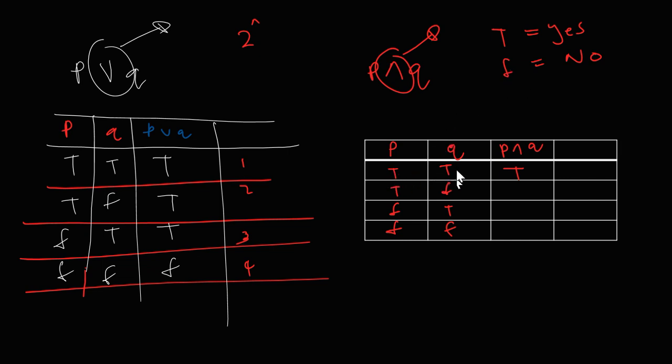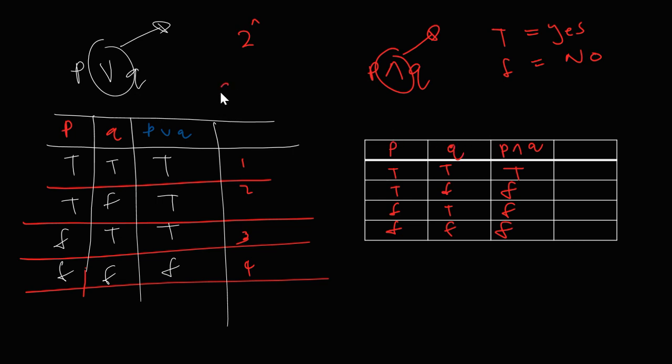Are these both true? Yes, true. Are these both true? Unfortunately, no. Are these both true? Unfortunately, no. Are these both true? Unfortunately, no. Okay. So now we can draw a truth table for disjunction and conjunction, right?